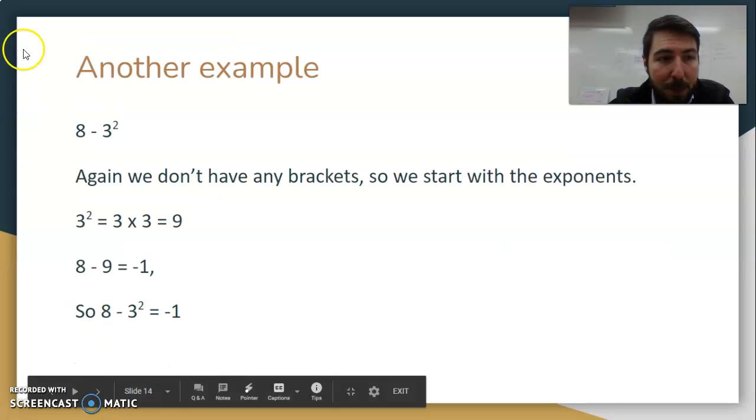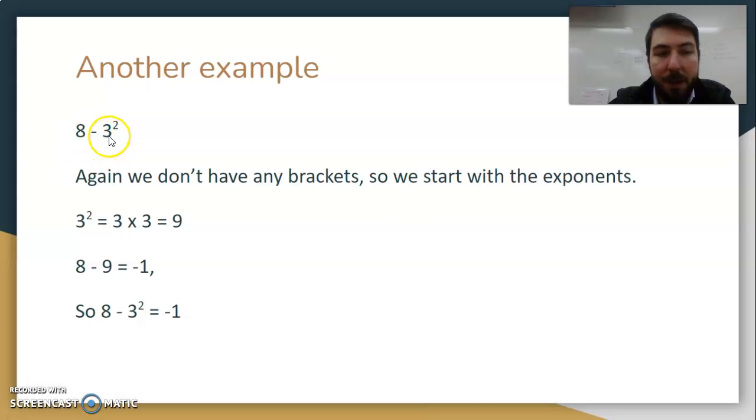For the next example, it's 8 minus 3 to the power of 2. We don't have any brackets, so again, we are going to start by evaluating the exponent. 3 to the power of 2 is 3 times 3, which is 9. So 8 minus 9 equals negative 1.